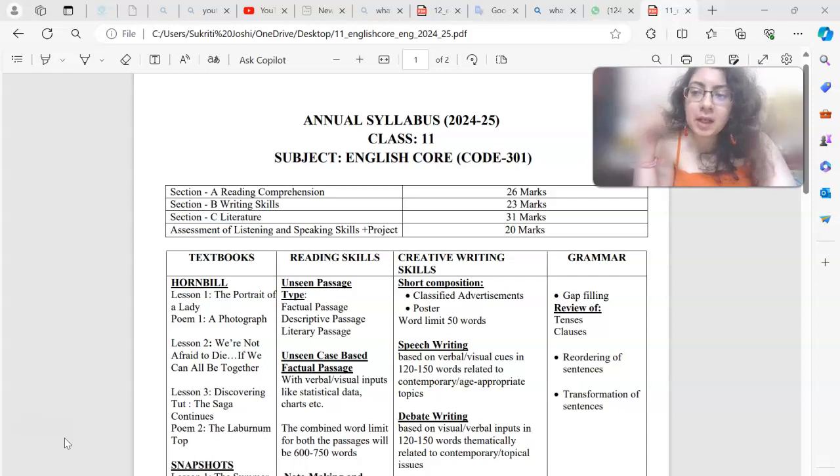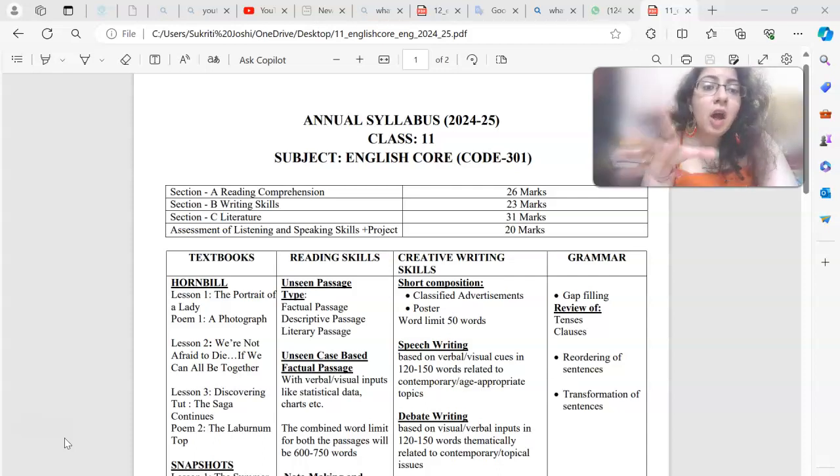Now let's begin our journey. We are going to talk about the annual syllabus of the year 2024 to 2025. This is for standard 11th, subject being English Core. Remember, it is English Core because English Elective is also there, but we follow English Core, and the code number is 301.